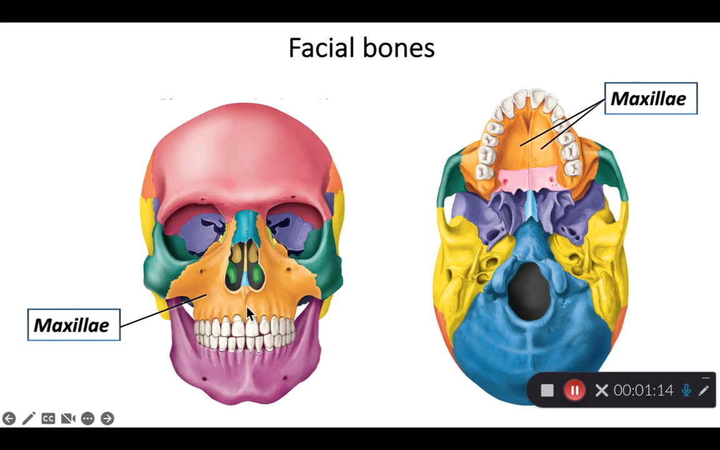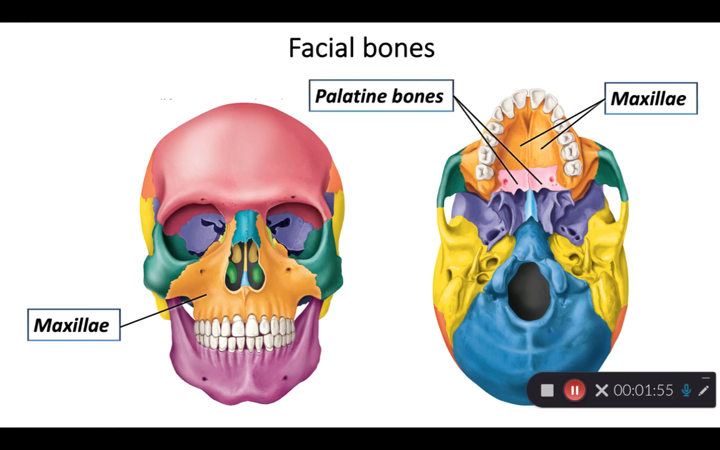As far as structures to know, they have holes known as infraorbital foramen. So remember, we had supraorbital above the orbits. We have infraorbital foramen below the orbits. And those serve a similar function in that they allow nerves to pass through the bone. And then this portion of the maxillae that form this anterior hard palate, that's known as the palatine process. So these are the palatine processes of the maxillae.